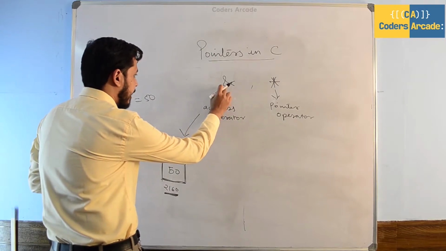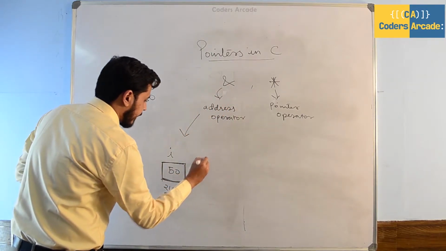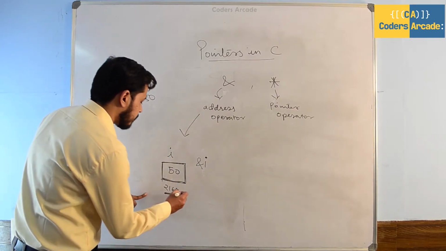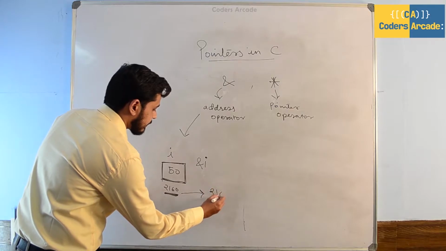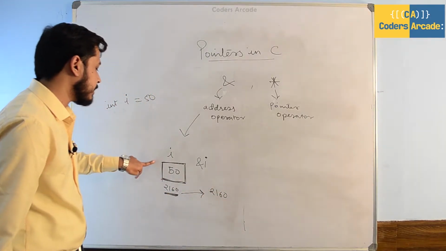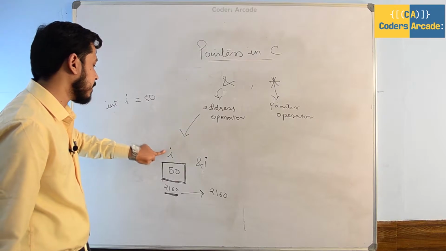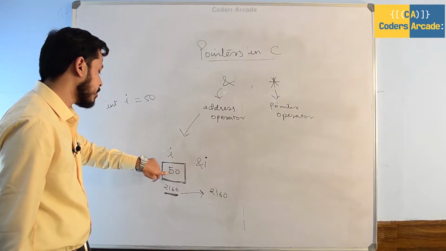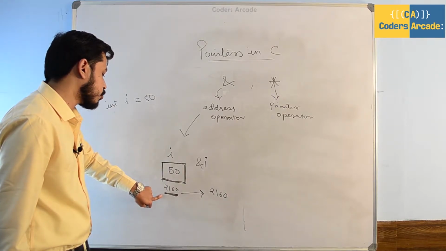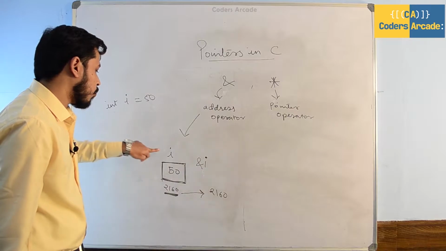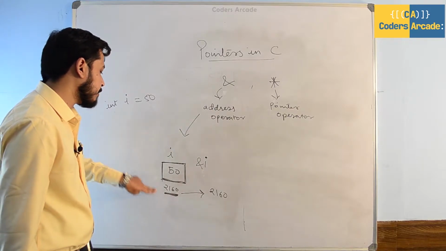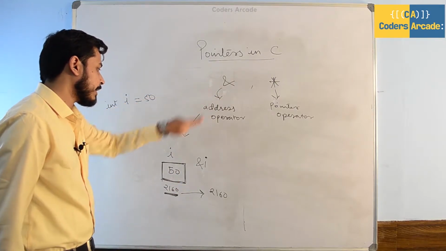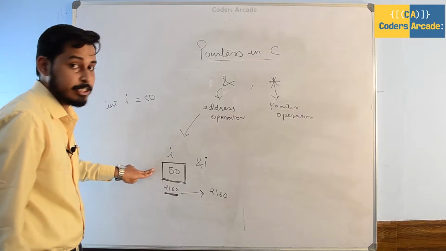So if we use ampersand i, and if we print ampersand i, then it is going to return this value, 2160. This is the address of this particular memory location, whose name is i. We have allocated i equals to 50, so 50 is inside this memory location, but the address of this memory location is 2160. This is what we call the address of the memory location, and the ampersand, or address operator, is used to get the address of this particular memory location.